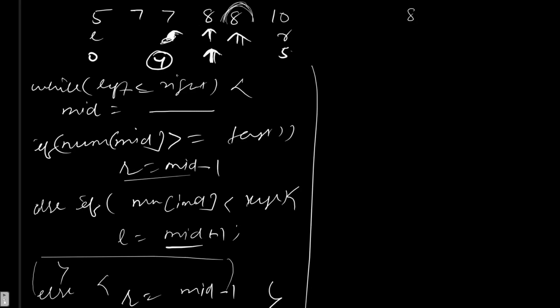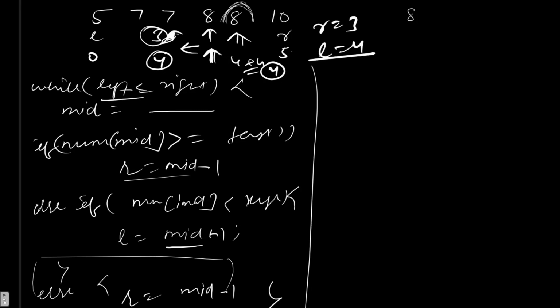So again we find the mid. Left is equal to right, and mid is going to be equal to 4 plus 4 by 2, that means 4. So we have to again go towards left. In this case we can see that R is going to be 3. So for now R is 3 and L is 4. We can see that our condition that we had already written, that left is lesser than or equal to right, is getting violated. So we'll be out of this loop.